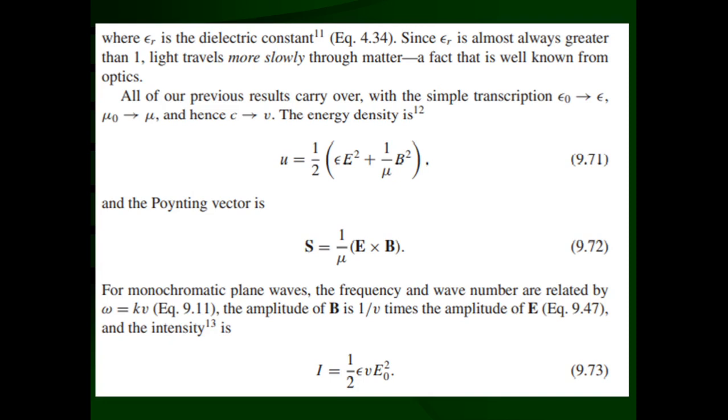All of our previous results carry over with the simple transcription. Epsilon 0 is converted to epsilon and mu 0 is transcribed to mu, and hence c is going to be transcribed to v. The energy density u is equal to 1/2 epsilon E squared plus 1/mu B squared.